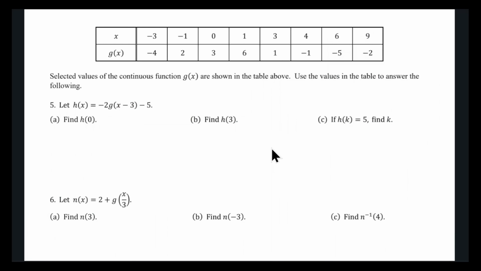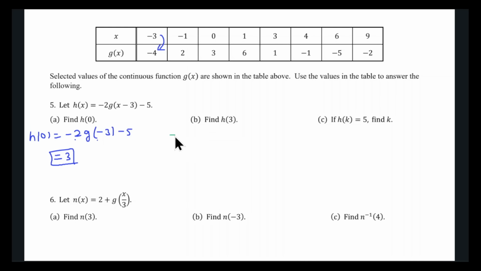All right. In the next one, we have again a table, again a function, and again we need to find a couple of values. So h of 0 is going to be -2g of -3 minus 5. What is g of -3, guys? G of -3, there you go, -4. -4 times -2 is 8. 8 minus 5 is 3. So that's the answer.